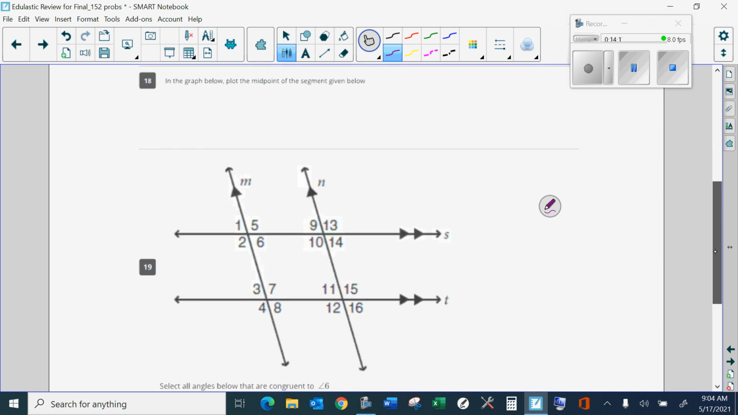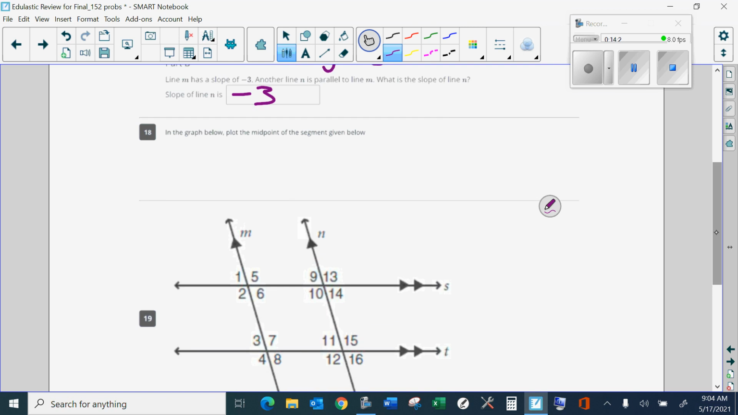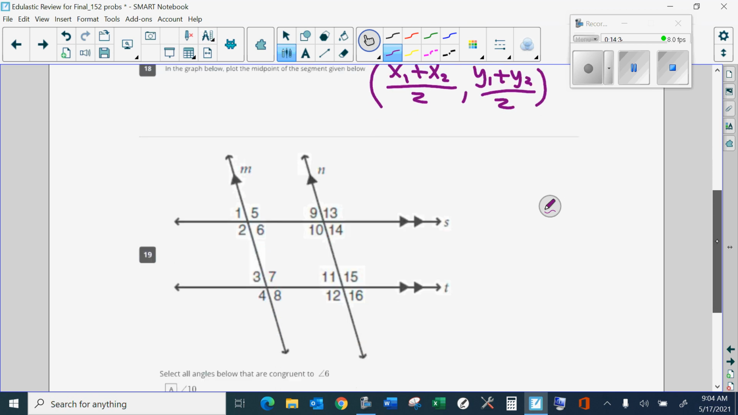Plot the midpoint of the segment below. Okay, so this didn't get the picture, but I'll write down the midpoint formula. Midpoint formula: x sub 1 plus x sub 2 over 2, comma, y sub 1 plus y sub 2 divided by 2. So you average the x coordinates, average the y coordinates.